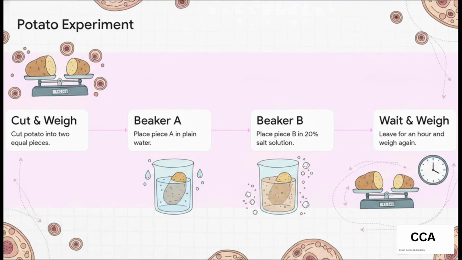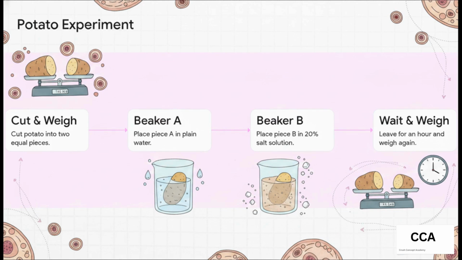To truly get this, we're going to have to get our hands a little messy. Let's walk through Activity 2.2 step by step. This is the classic potato experiment. First up, carefully cut a potato into 2 roughly equal pieces and weigh them on a balance. Make sure you record that initial weight.